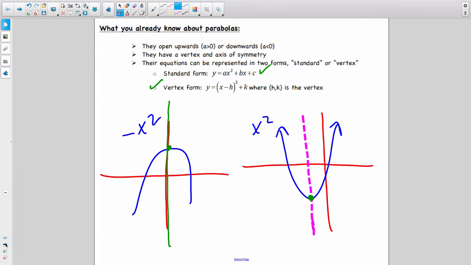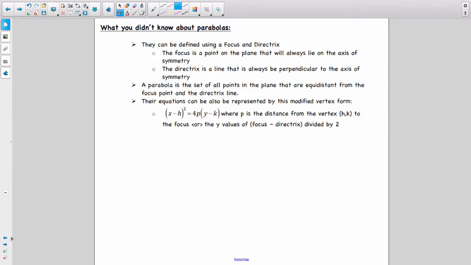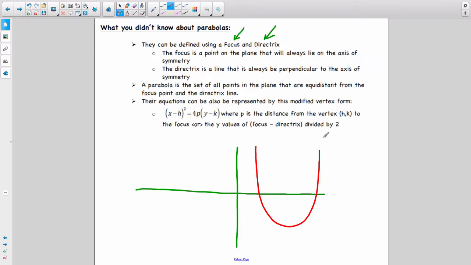From this point forward, we're going to know that parabolas can be defined using this thing called the focus and the directrix. The focus is a point on the plane that will always lie on the axis of symmetry. Let's come up with an imaginary parabola. We'll throw it over to the right. Where's my axis of symmetry on this baby? I would say like this, right? So a focus is a point that will lay somewhere on that line.